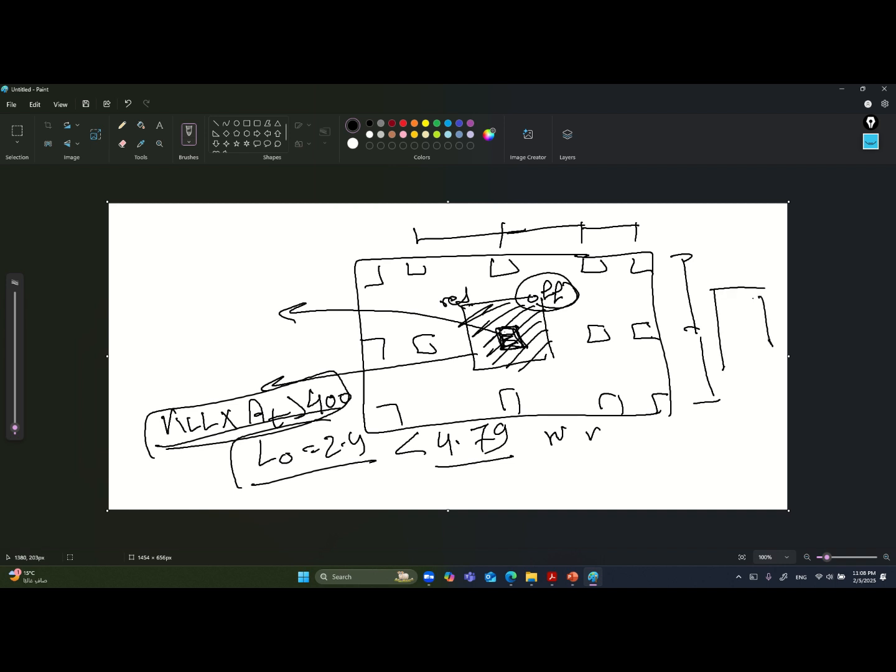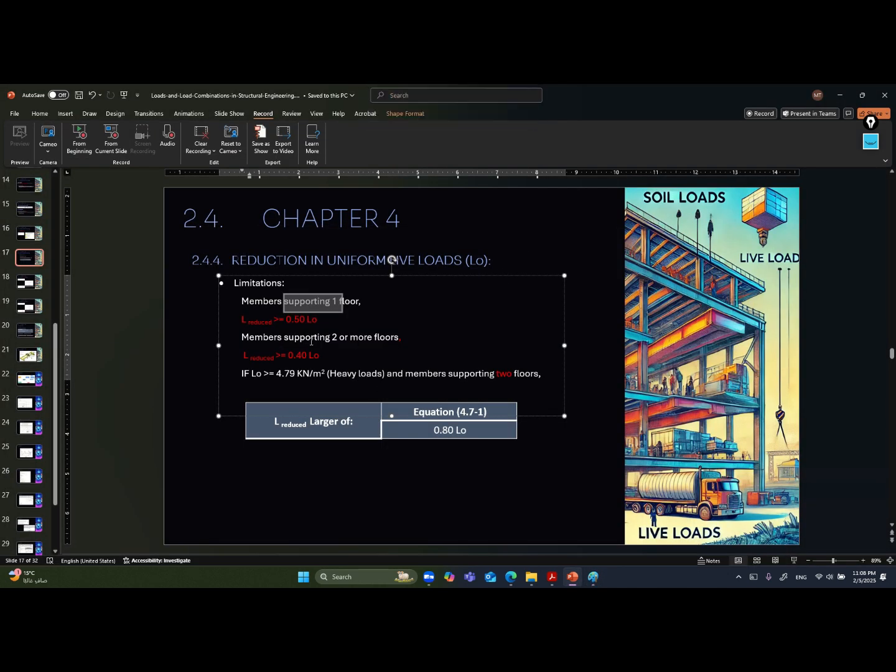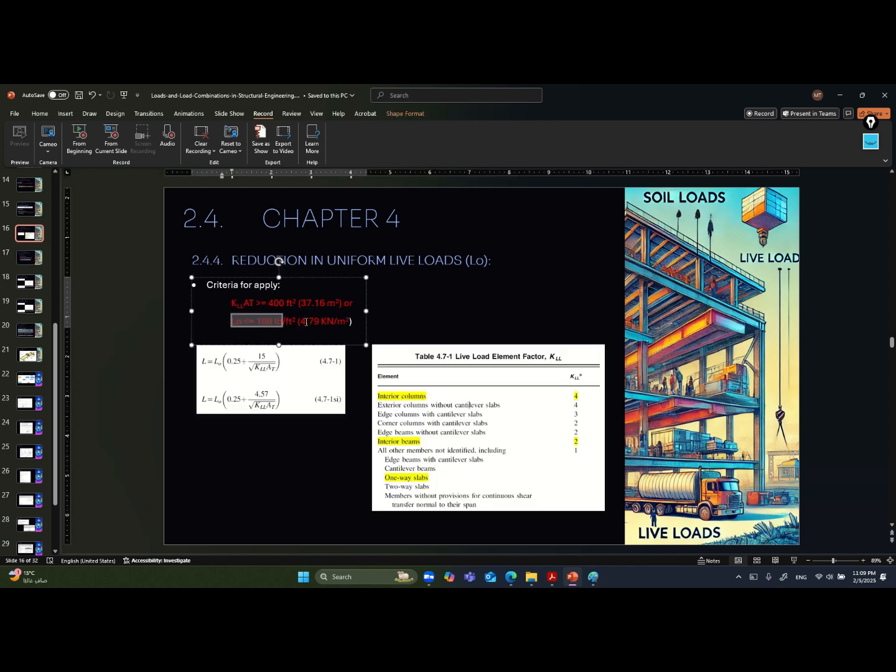Okay, this one floor, one story, that is an elevation. Okay, that is the case. Then it will not be less than a half. So you must check the minimum, the limits. If it's supporting 2 or more, then the L reduced shall not be less than 0.4. Okay, as I told you before, these criteria must be met.